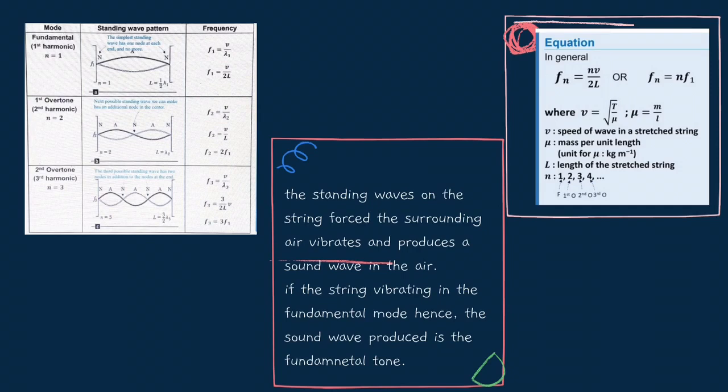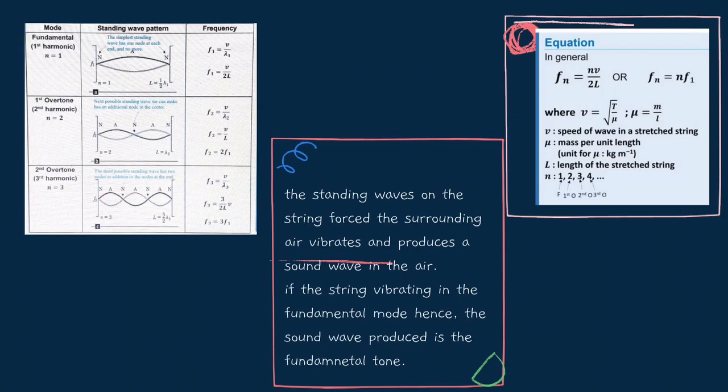λ with 2L. For the first overtone, which is the second harmonic, n equal to 2, the next possible standing wave we can make has an additional node in the center. From the formula of frequency, f2 equal to v over λ2, we can replace λ2 equal to L to get the formula f2 equal to v over L. And lastly, we get f2 equal to 2 times f1.